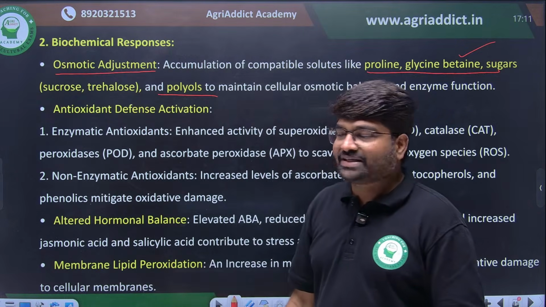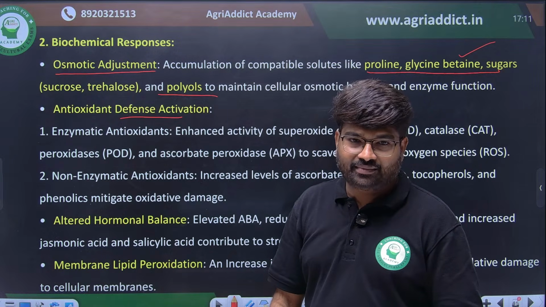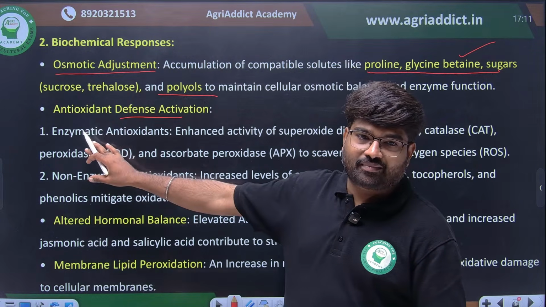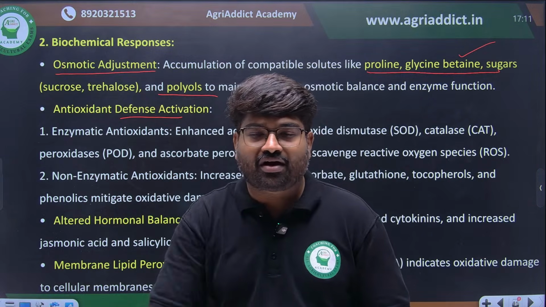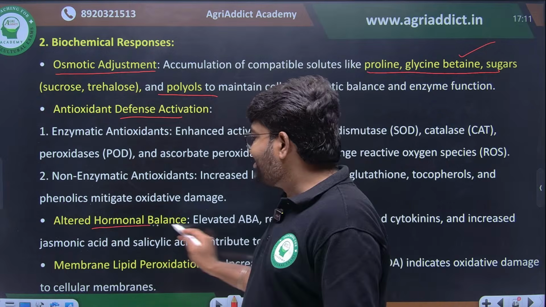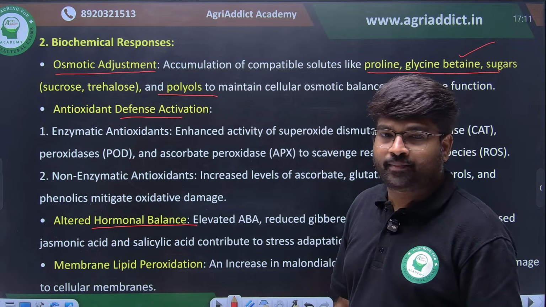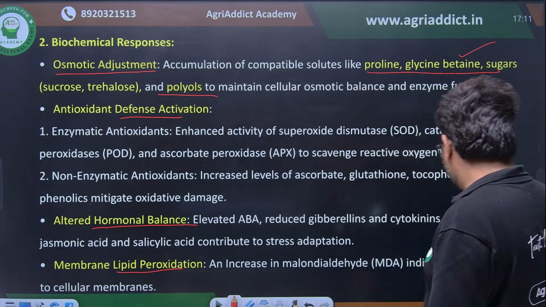Then secondary defense, what will it do? It will produce antioxidant defense mediated enzymes, either enzymatic or non-enzymatic, that will scavenge the ROS molecules that are produced during drought stress. Then altered hormone balance will be there. Then membrane lipid peroxidation will be there. These are the major biochemical functions.